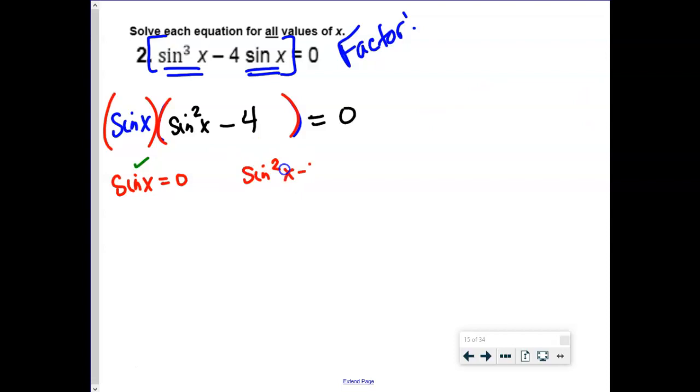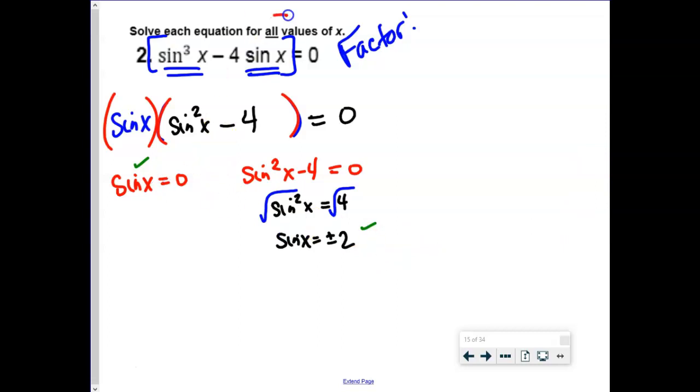Sine squared x minus 4 equals 0. This one takes a little bit of algebra work. First thing I'm going to do is add the 4. And then I'm going to square root both sides. For a moment, Daniel. What do we got? There you go. Great. So actually this one's ready for me to think about the unit circle. We'll come back to that one in a minute.